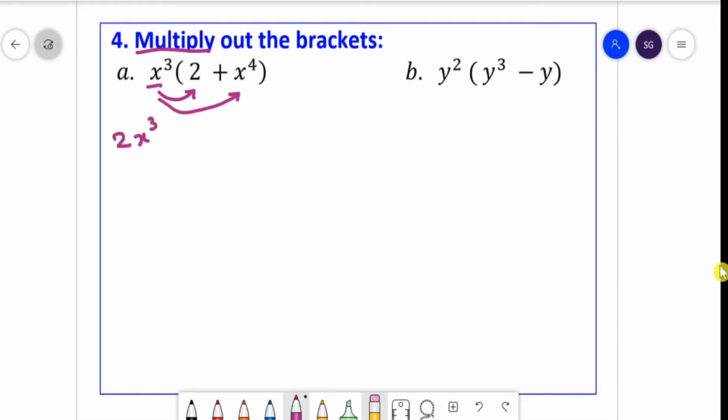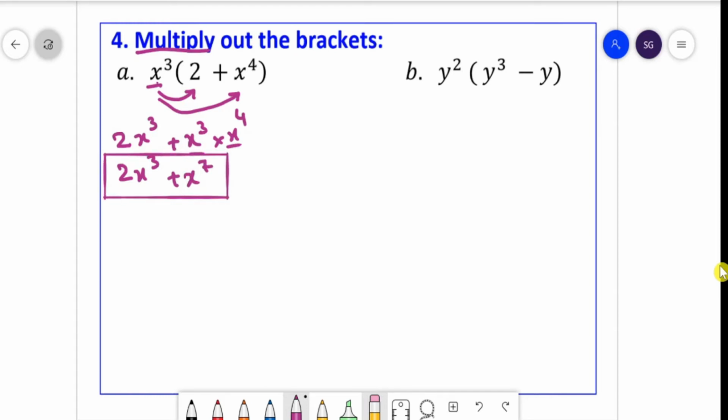2 times x cubed plus this x cubed multiplied with x power 4. So 2x cubed remains as it is, and x cubed and x power 4 are same bases, so I'll add their powers. That's x power 7, and so this is my final answer.